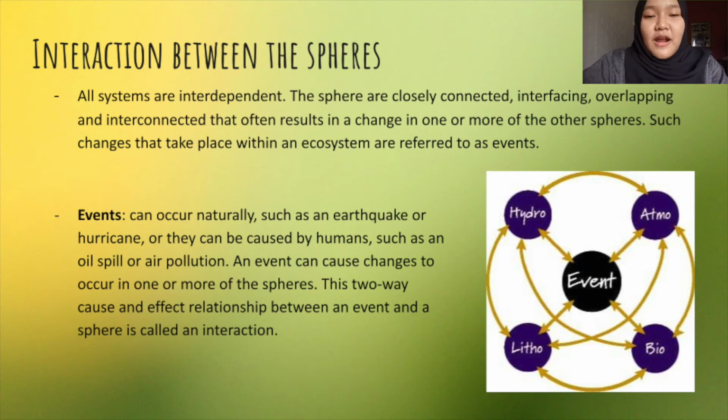So all systems are interdependent. The spheres are closely connected, interfacing, and overlapping, which often results in changes in one or more of the other spheres. The changes that take place within an ecosystem are called an event. Events can occur naturally, such as an earthquake or hurricane, but they can also be caused by humans, such as oil spill or air pollution. An event can cause changes to occur in one or more of the spheres. This two-way cause and effect relationship between an event and a sphere is called an interaction.